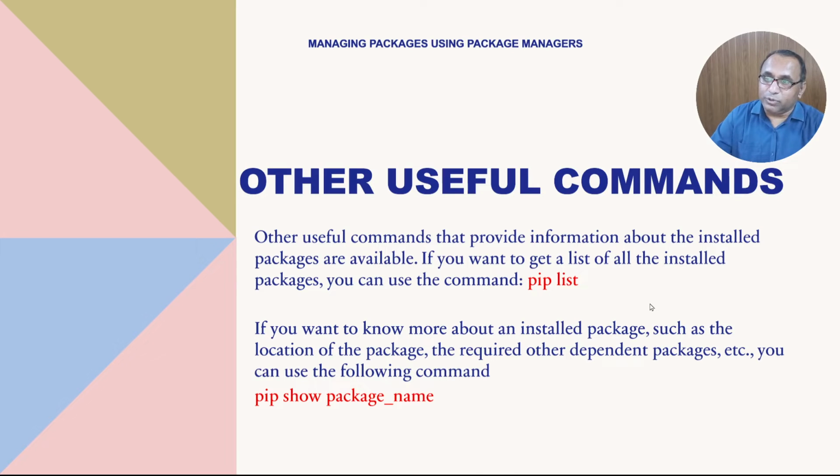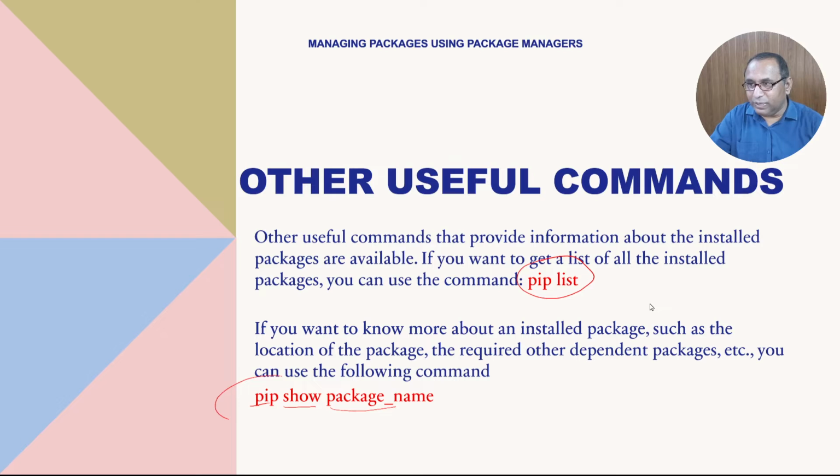There are some useful commands that provide information about the installed packages which are available. If you want to get a list of all the installed packages, you can use the command pip list. This will display all installed packages in our system. If you want to know more about an installed package, such as the location of the package and the other dependent packages required, you can use the command pip show and the package name.